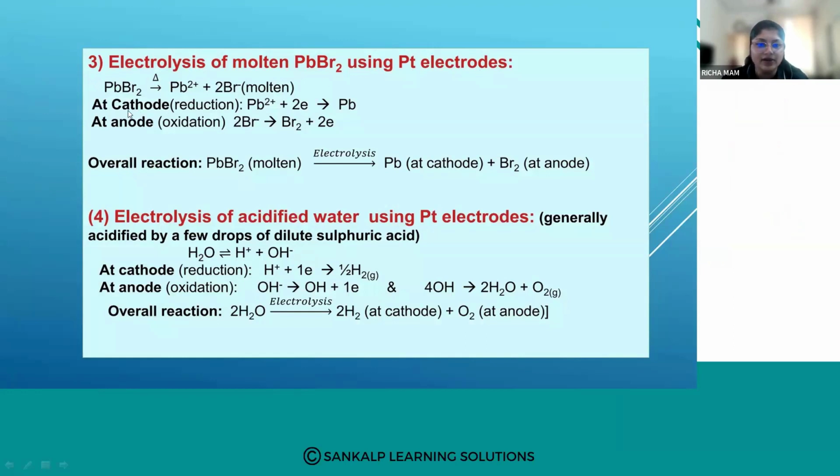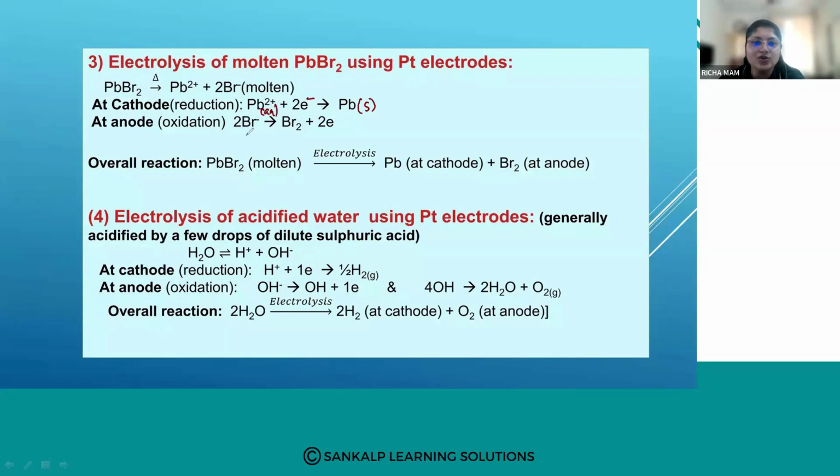Next is the electrolysis of molten PbBr2 using platinum electrodes. Again, we are going to take lead bromide and heat it. What we are going to get is Pb2+ and 2 Br-. What happens at the cathode? Reduction takes place. The lead ion takes 2 electrons and forms Pb: Pb2+ plus 2e- gives you Pb solid.